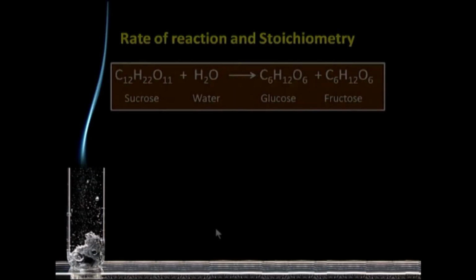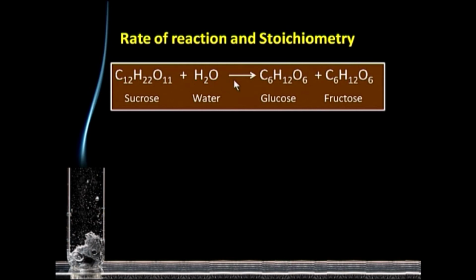Now look at some of the reactions, and you are familiar with this reaction. Inversion of sucrose. 1 mole of sucrose reacts with 1 mole of water to produce an equimolar mixture of glucose and fructose, 1 mole, 1 mole. What do we see here? The stoichiometric coefficients are 1, 1, 1, 1, same and unity.